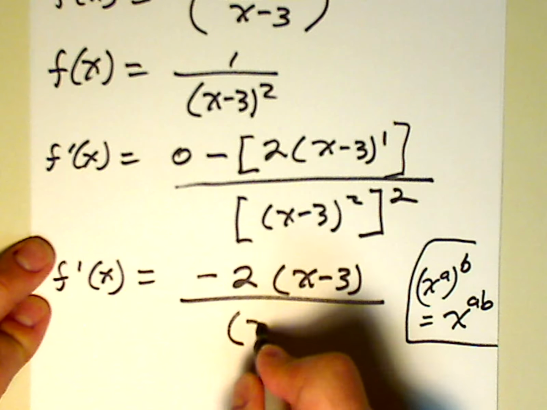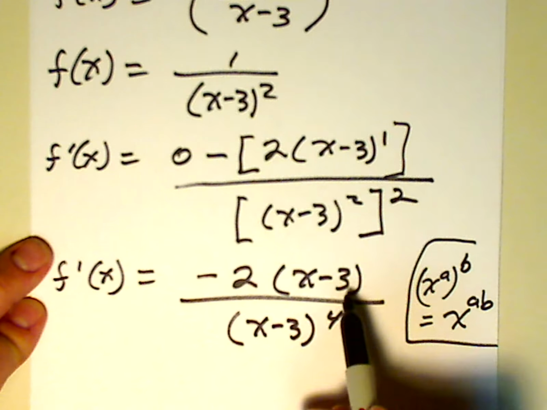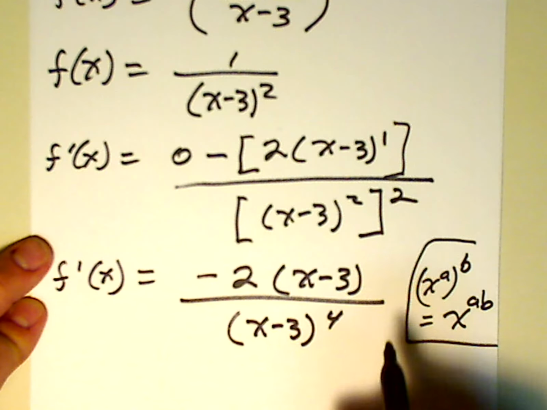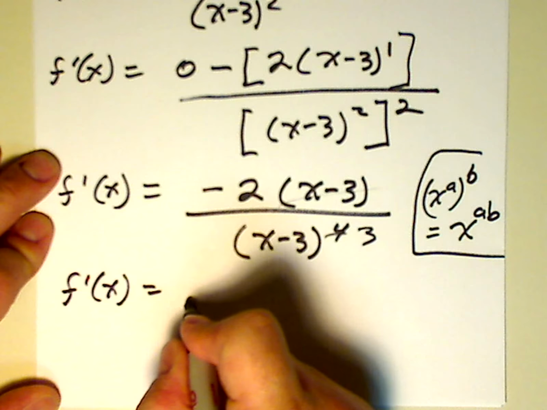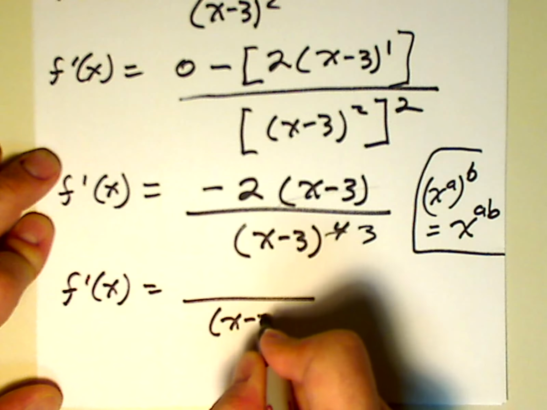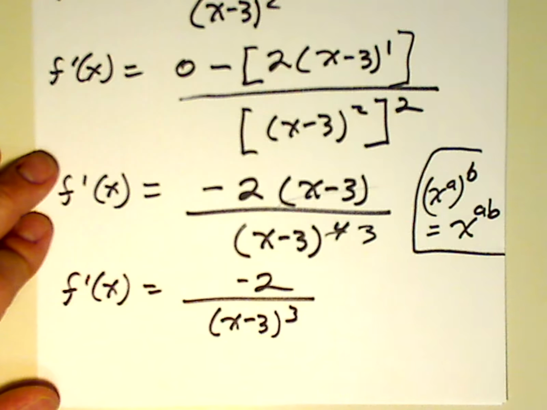And so we have x minus 3 to the 4th. Well, look at what we have here. We have x minus 3 and x minus 3 to the 4th. So that goes out here, and this is going to become 3. So we've got f prime x is equal to x minus 3 cubed in the denominator and negative 2 in the numerator. So that's sort of the longer, harder way to do this thing.